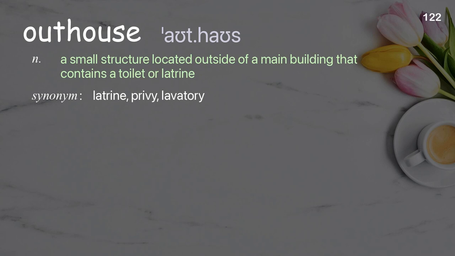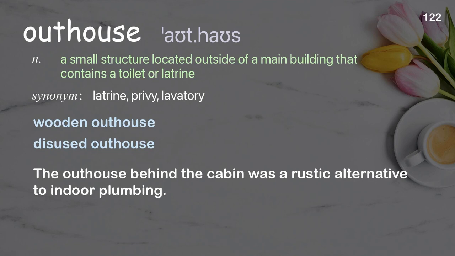Outhouse. A small structure located outside of a main building that contains a toilet or latrine. Examples: wooden outhouse, disused outhouse. The outhouse behind the cabin was a rustic alternative to indoor plumbing.